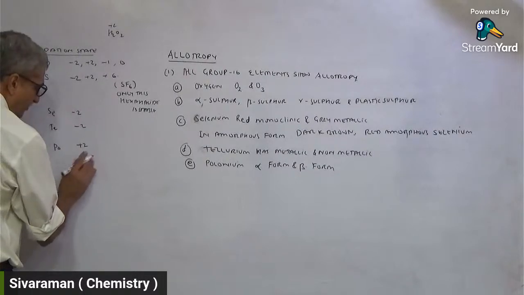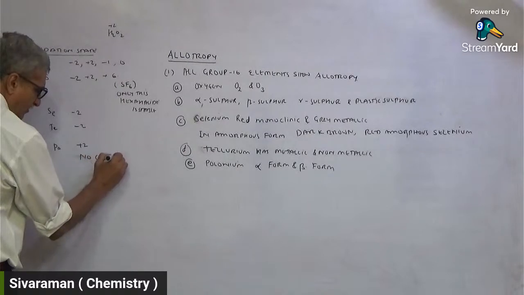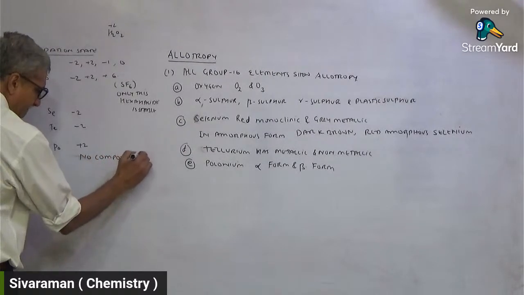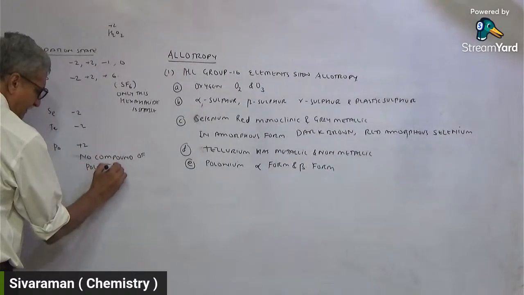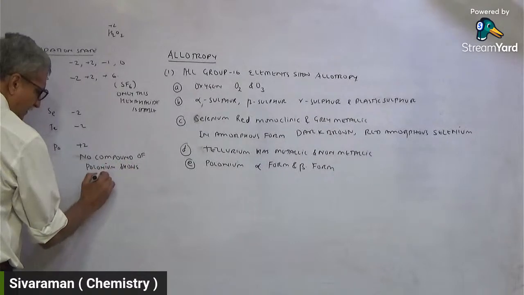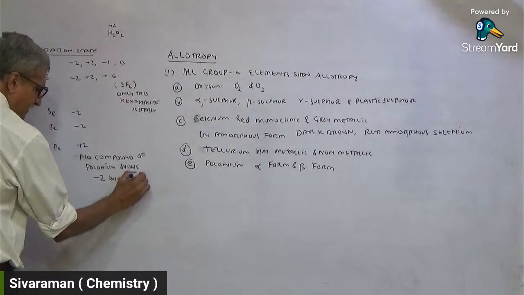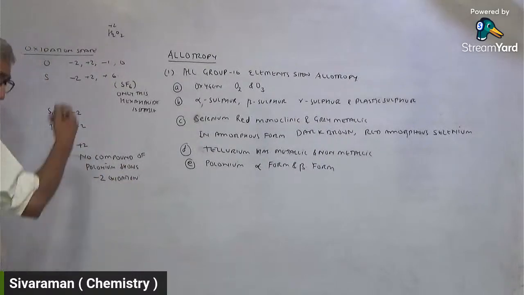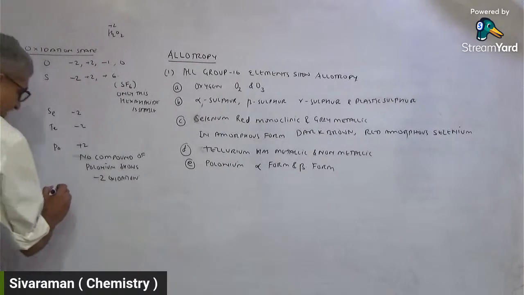No compound of polonium shows what? -2 oxidation state. It shows +2, and the stability of +2 increases because of inert pair effect. It is clear. So that's the second point.